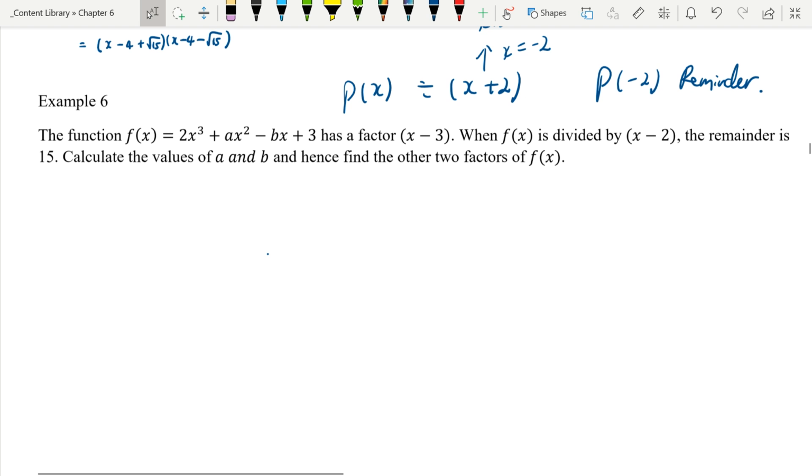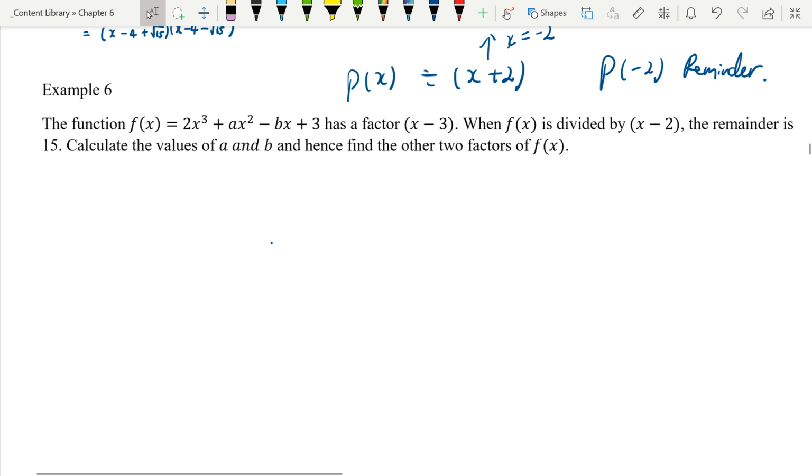The function f(x) equals 2x cubed plus ax squared minus bx plus 3 has a factor of x minus 3. Okay, f(x) has a factor of x minus 3. How can you put that into math notation? What sub what equals f(x) equals to what?